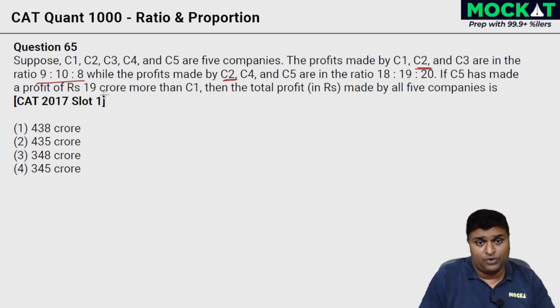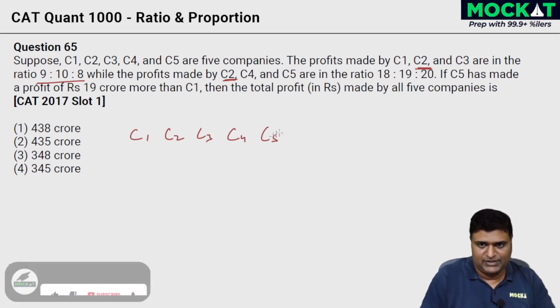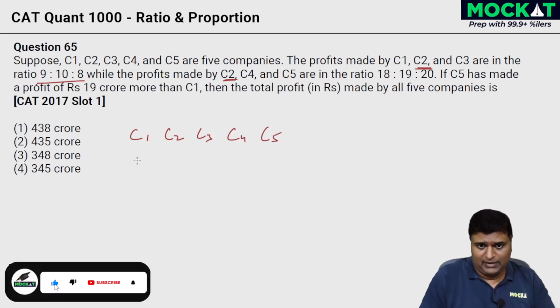If C5 has made a profit of 19 crores more than C1, the difference of two of them is given. In actual terms, the total profit made by all 5 companies, the sum of all of them, is what I have to find. This is a very straightforward question, right? So C1, C2, C3, and then C4 and C5. Let's write them down. And 9:10:8 is given.